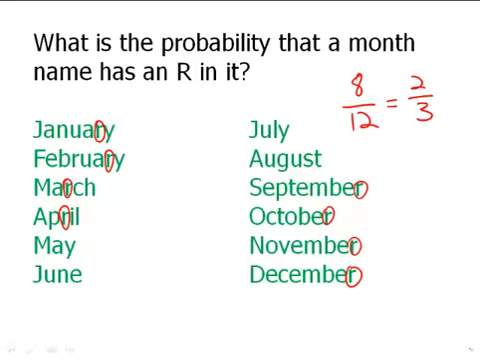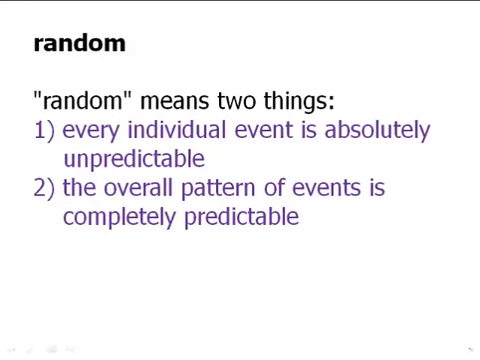Another important word to understand in the study of probability is the word random. Now, this is a word that has many misconceptions in everyday life. People think that random means completely haphazard and unpredictable. And that's part of the story, but that's not the whole story. Random means two things. In mathematics, random has this very specific definition. One, every individual event is absolutely unpredictable. And two, the overall pattern of events is completely predictable. That is what happens when something is truly mathematically random.